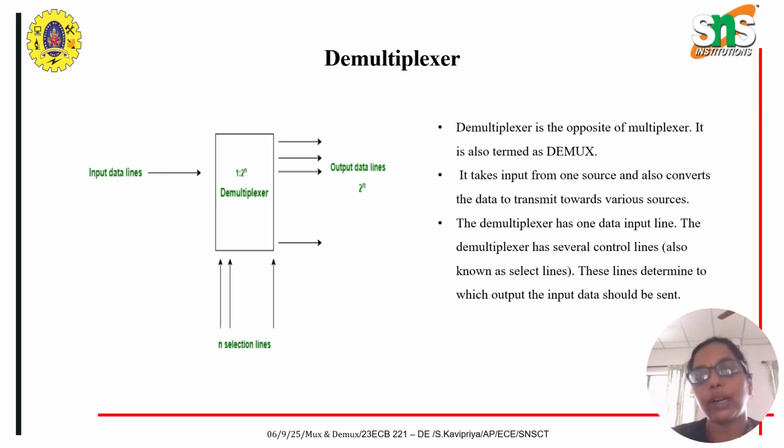Demultiplexer is the reverse of a multiplexer. We call it a DEMUX. Here we'll have a single input, and the single input will be transmitted to any one of the output lines based on the selection line. So the selection line decides through which output line this input has to be transmitted.